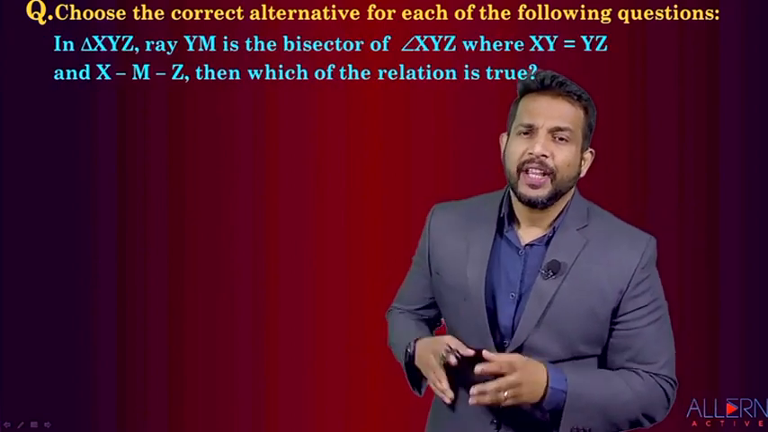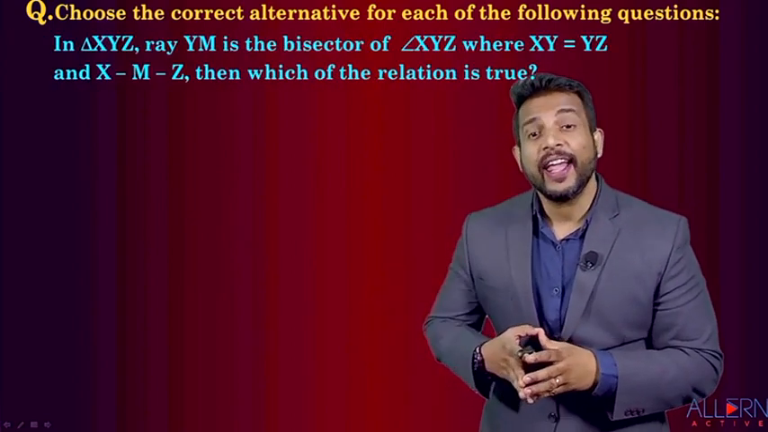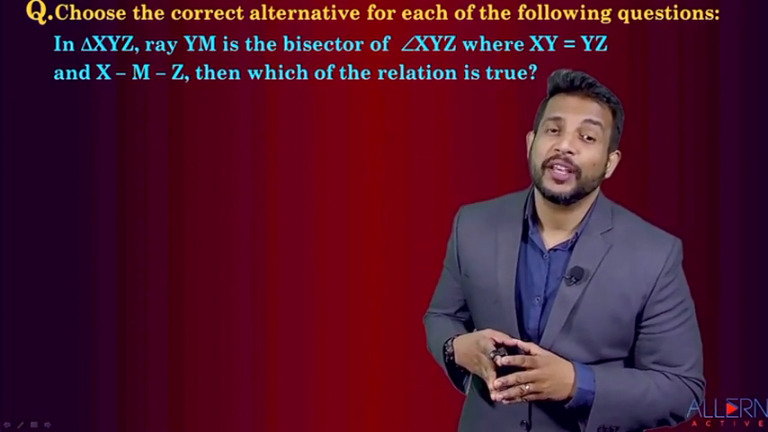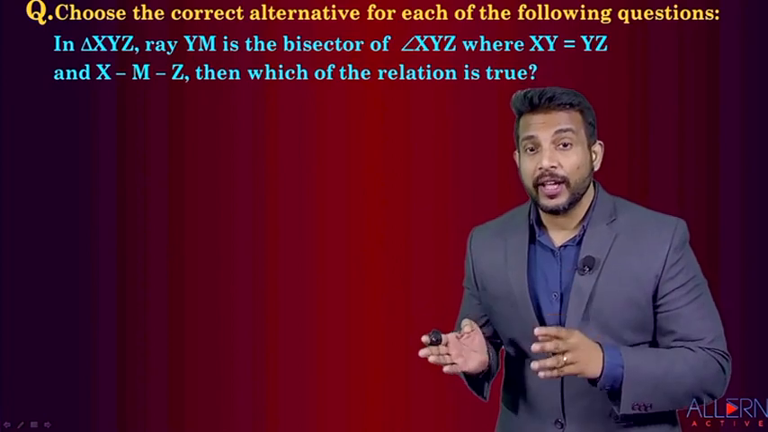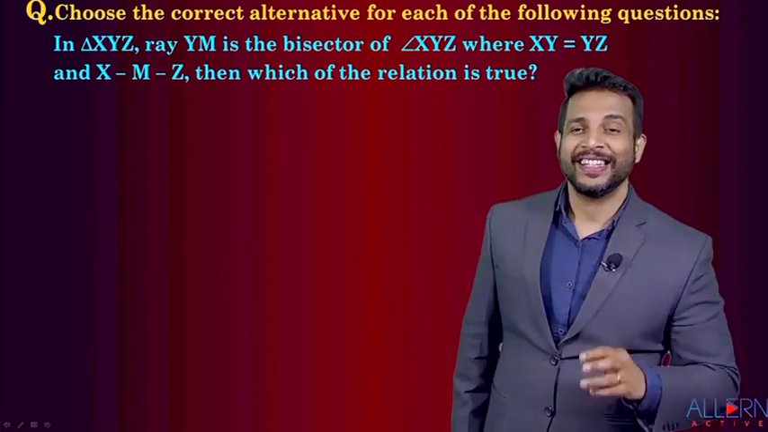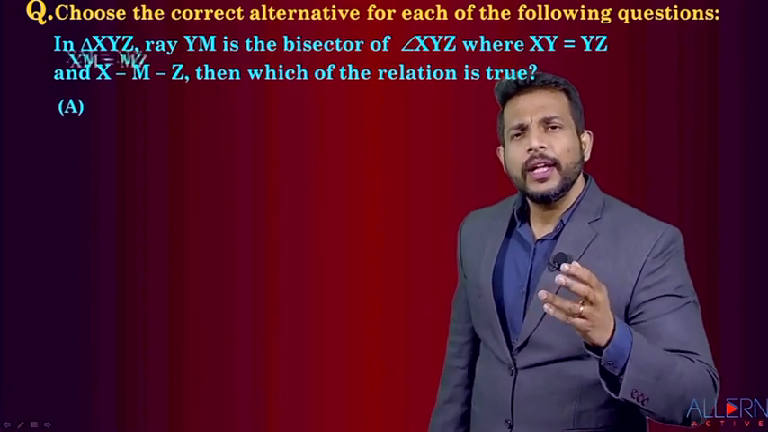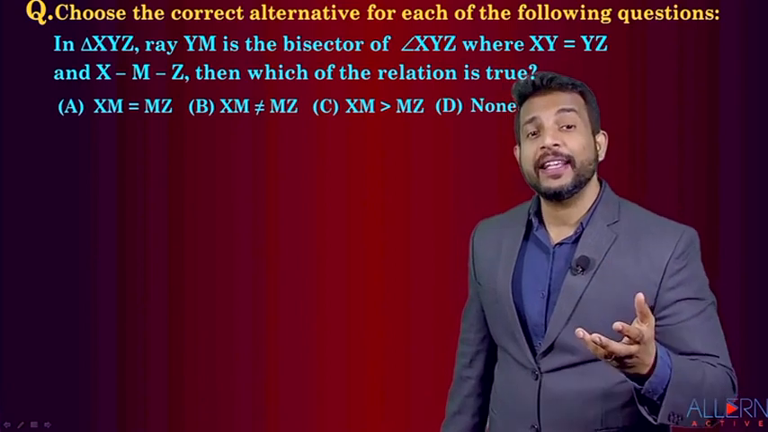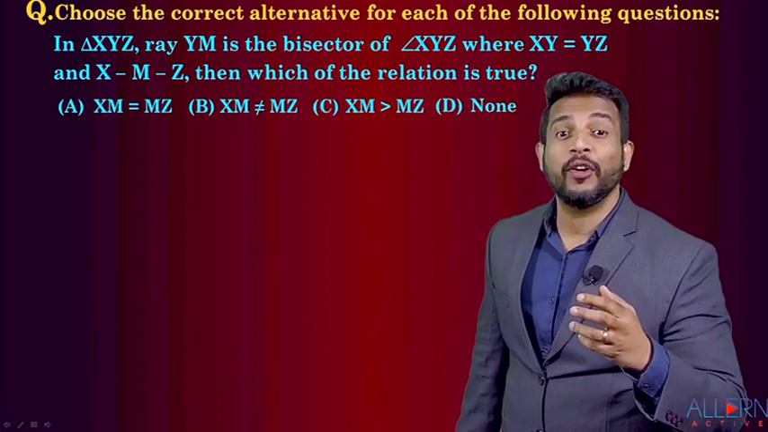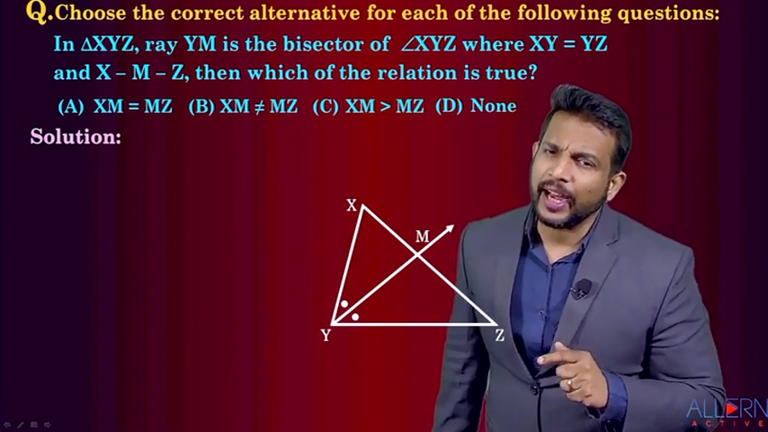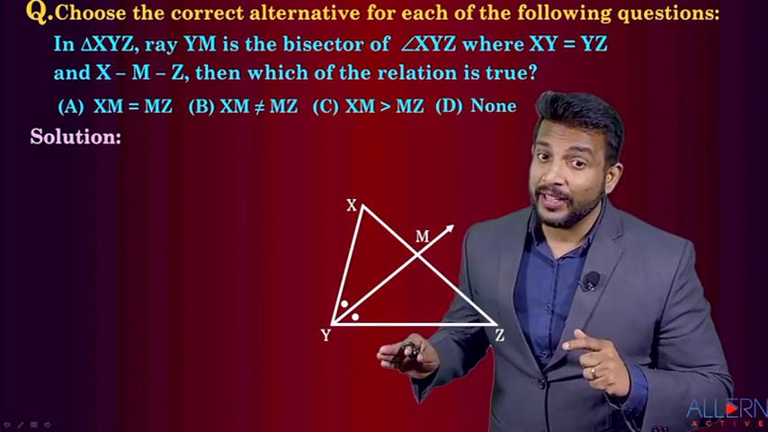It says that in triangle XYZ, ray YM is a bisector of angle XYZ, where XY is equal to YZ and X-M-Z. Then which of the relation is true? Now let's try and understand this. In this they say that YM is a bisector. So if YM is a bisector, we can use property of angle bisector of a triangle. So we use that property of angle bisector of a triangle here, right? Because M is a bisector.